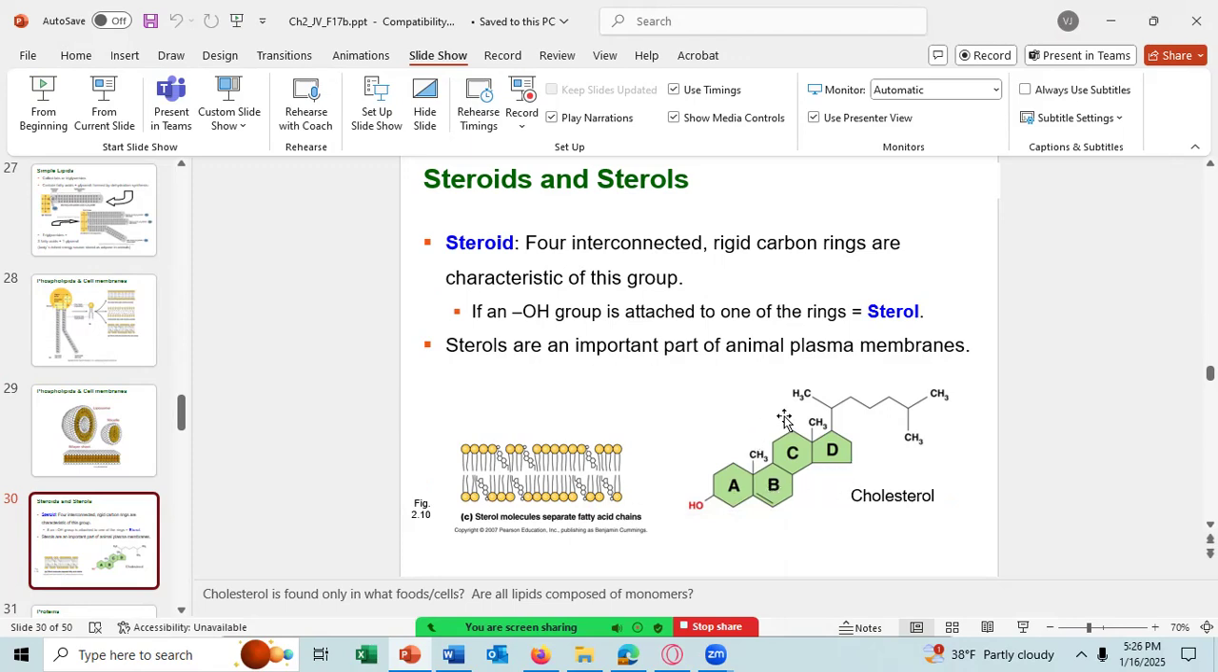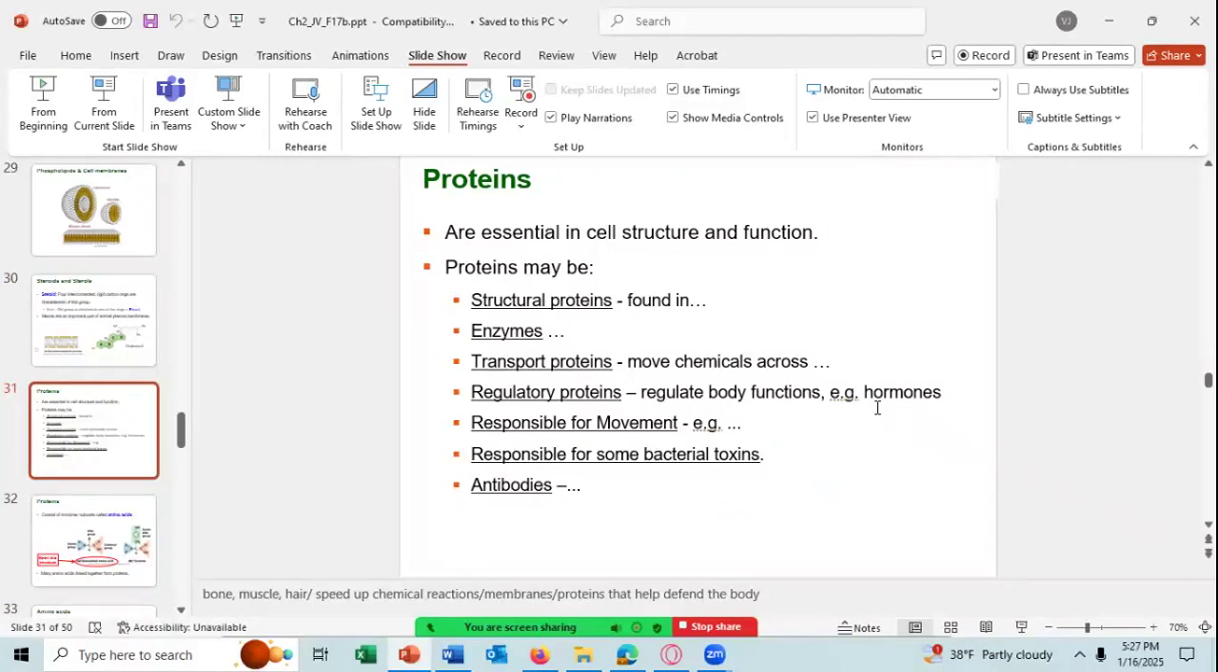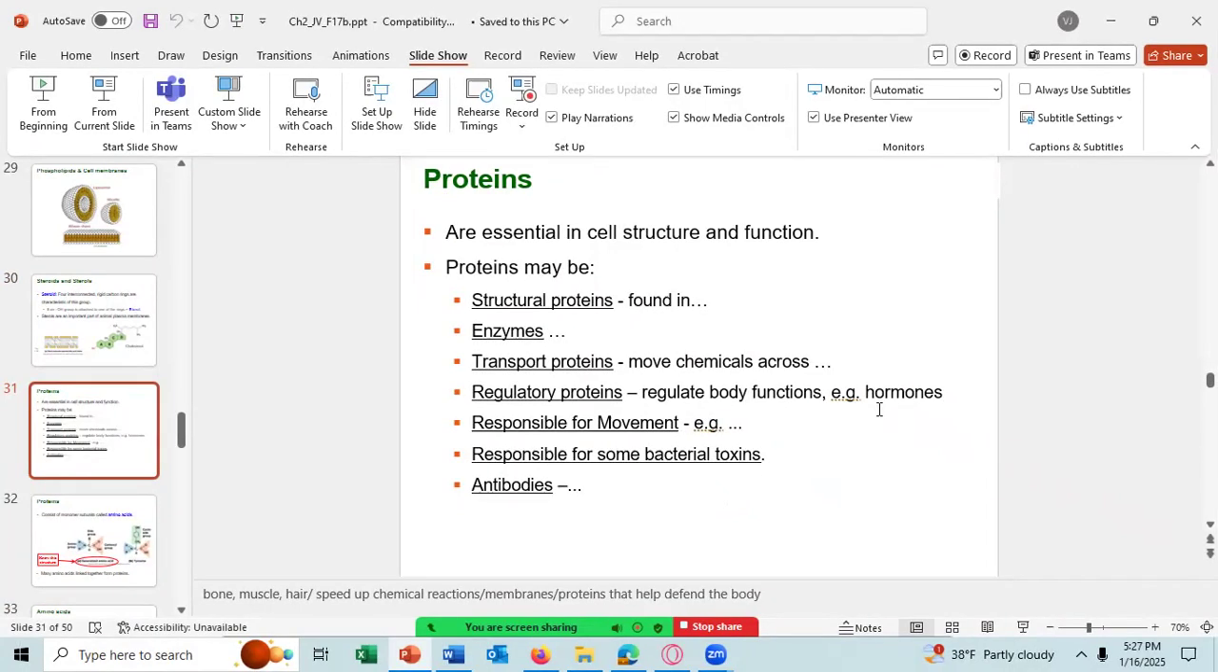Any question about that? So of the four biological molecules, only lipids have some that are not made up of monomers. All of the other biological molecules, meaning all the proteins, all the carbohydrates, all the nucleic acids, are made up of monomers. And of the lipids, some of them are made up of monomers and some of them are not. All right, any question about lipids? No questions? Let's move on to proteins.